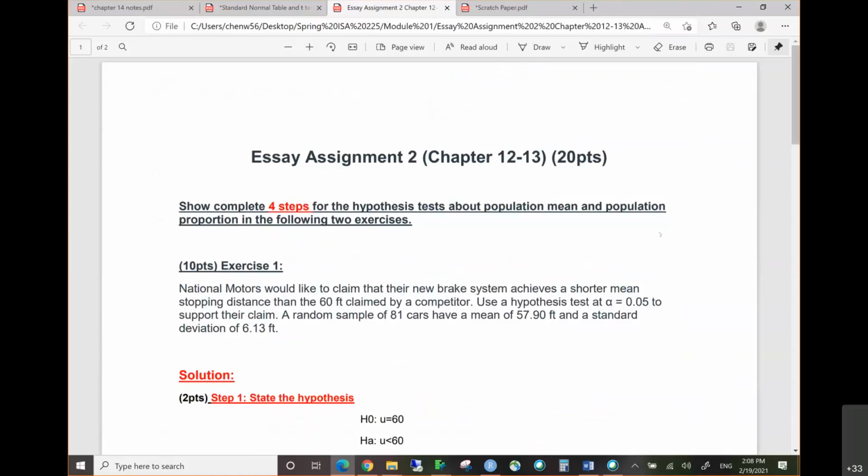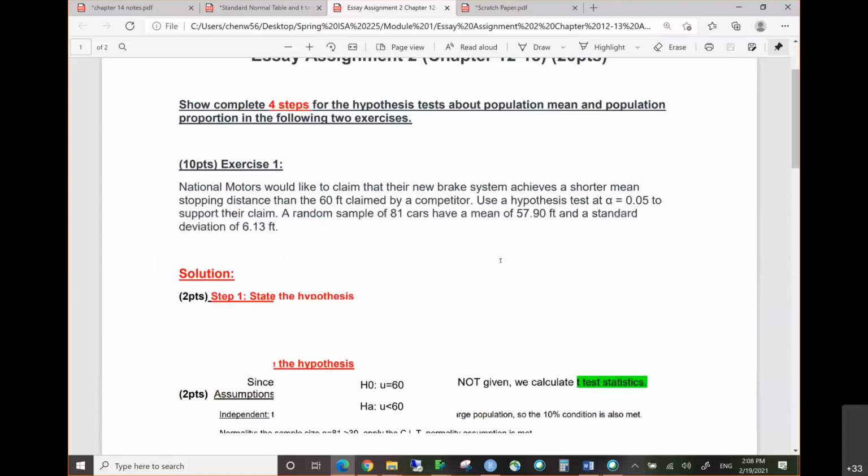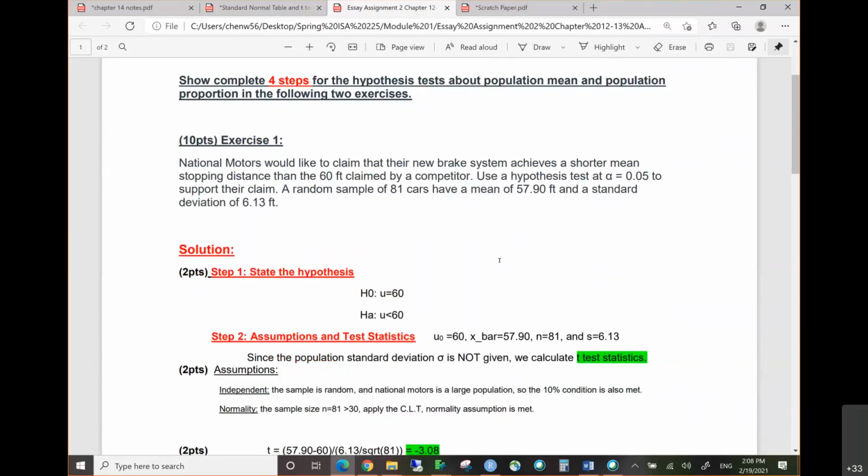Now I want you all to go to Canvas and open your assignment 2 submission. When I talk about these 2 exercises, try to grade by yourself to see how well you did on the last assignment.